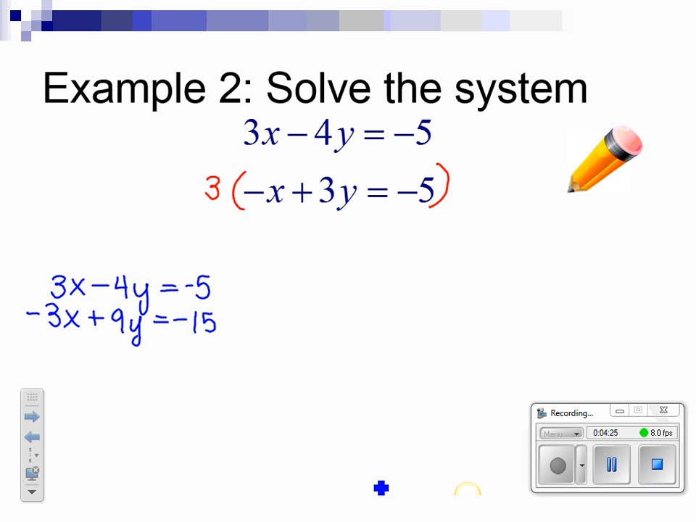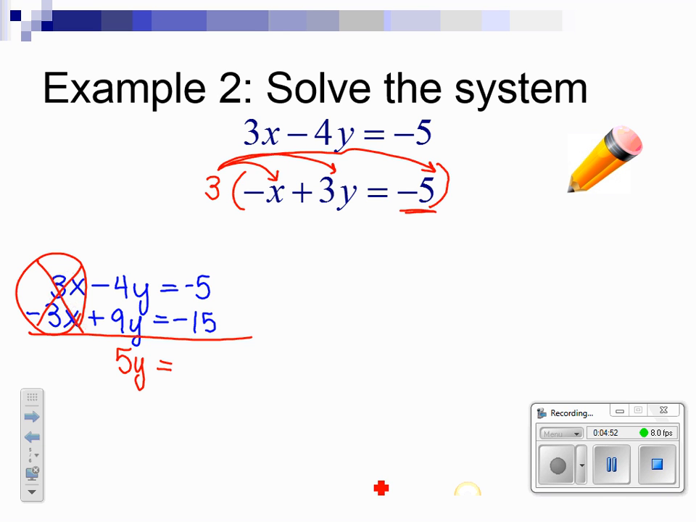So now when I add these two together, don't forget to multiply everything on both sides by that 3. A lot of times this constant is missed. All right, so when I do that now, I can see that these x's are going to cancel out. We've eliminated them. And so now we can add up the 9y and the negative 4y and get 5y equals negative 20, y equals negative 4.